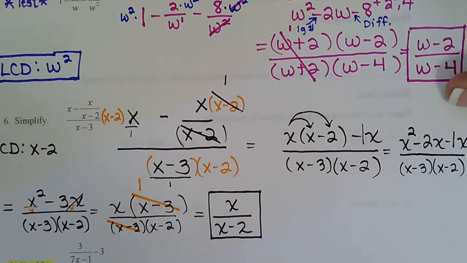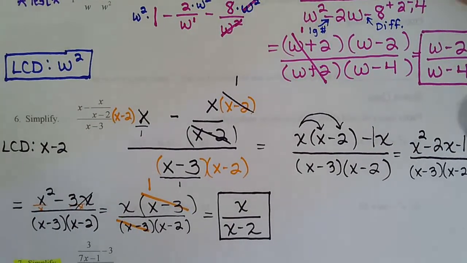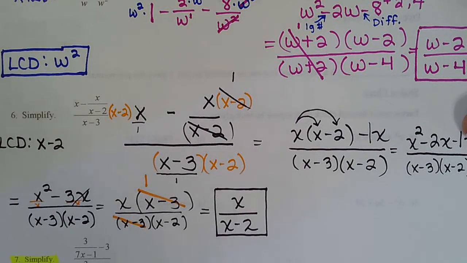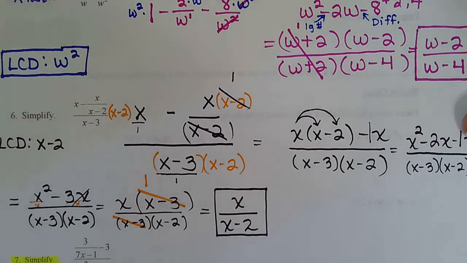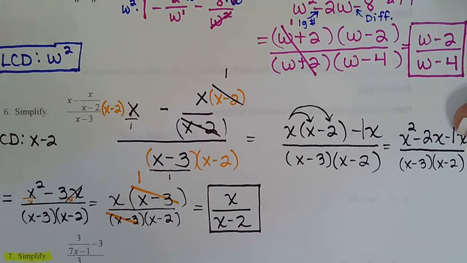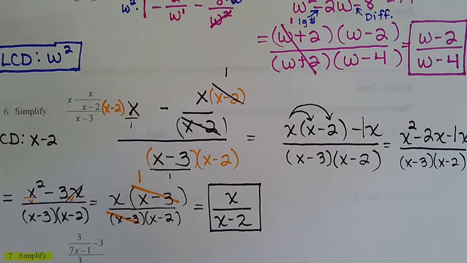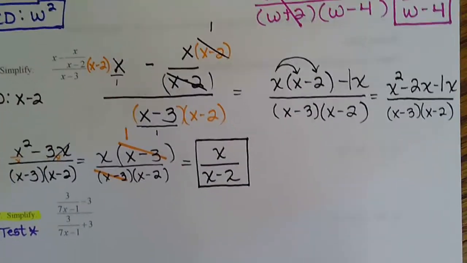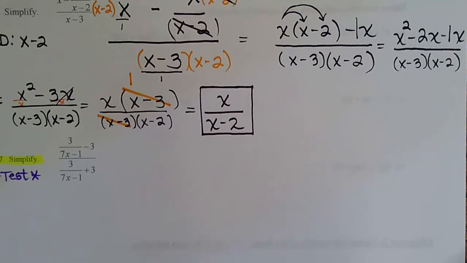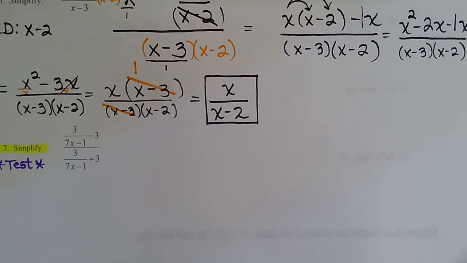That was a nice one, wasn't it? I like that one. Really nice. Maybe I should put that one on the test instead of 6. Okay, let's go ahead, or instead of 7, I mean. Let's go ahead and look at 7.